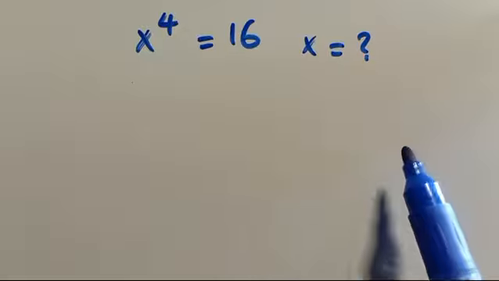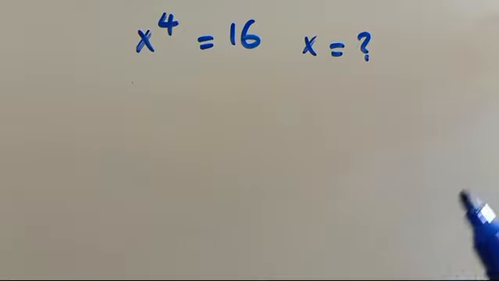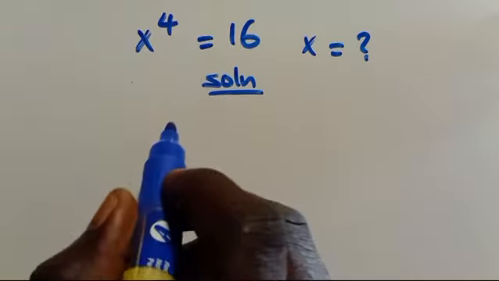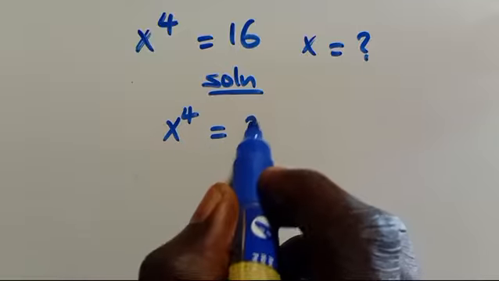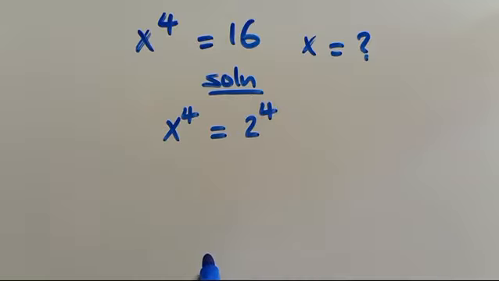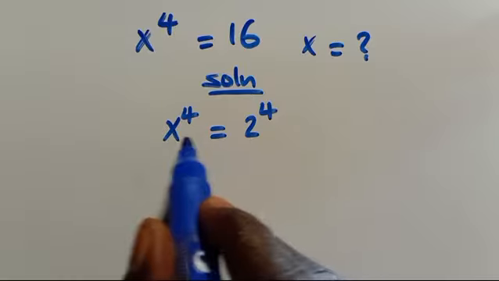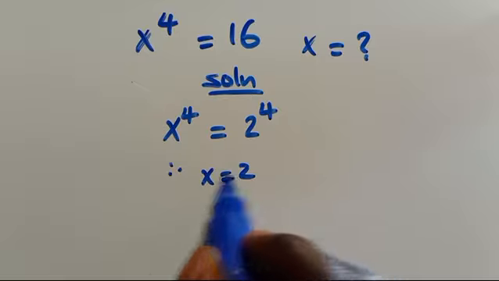In this video, we want to find the value of x, given that x to the power of 4 equals 16. Let's have the solution. When we have x to the power of 4, we can write 16 in base 2 as 2 to the power of 4. When we have something of this nature, we have different ways of solving it. But one is glaring: we can equate the bases since the powers are the same, and we have x equals 2.